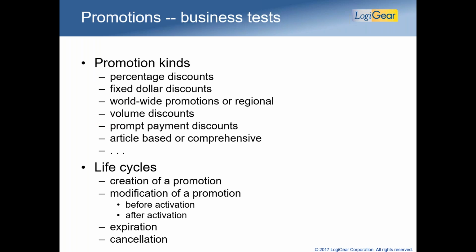Now first I analyze what kind of promotions I have. Percentage based or fixed dollar amounts. Is it worldwide or is it regional or state? Is it based on the volume? If you buy 3, you get 1 for free. Is it prompt payment in business to business? If you pay within 30 days, I give you 1% discount. Is it a specific article or article group, or is it comprehensive?